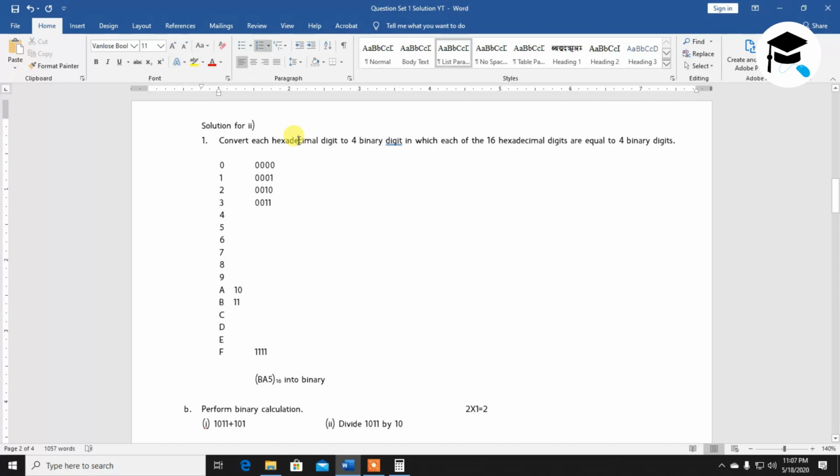But you are asked to convert each hexadecimal digit into 4 binary digits. Okay, so what will it be? Instead of B, what can we write? 11, but in decimal. But if you are converting it into binary digits, then instead of 11, it can be written as 1011. And you may be wondering, how is this number present here?